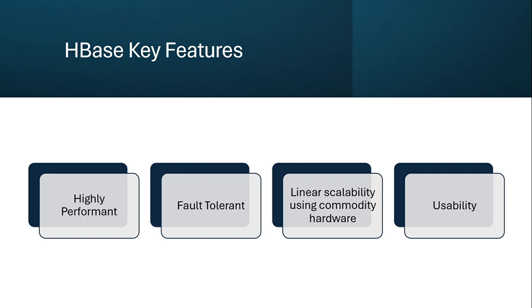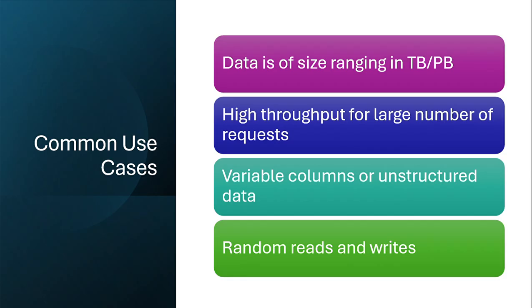So these are all HBase key features. And next we will see some of the common use cases for HBase. If your data size is ranging in terabytes or petabytes, then you can opt for HBase. And if you are looking for high throughput for a large number of requests, and also if you want to store unstructured data, and if you want your columns to be variable, and if you are looking for random reads and writes, these are some of the common use cases for which you can opt for the HBase database.